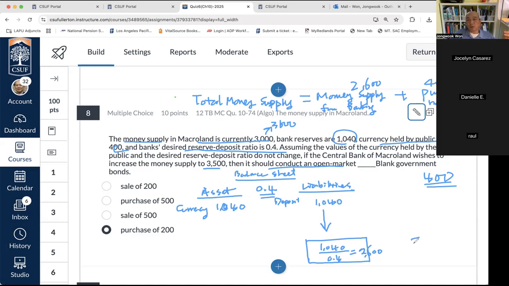How much? 500 more. To increase money supply by 500, they should conduct what? Open market purchase, right? They have to purchase bonds. So if the bank has treasury bonds, the Fed buys some of these, and some of these become currency. So they have to execute an open market purchase of treasury bonds. How much?